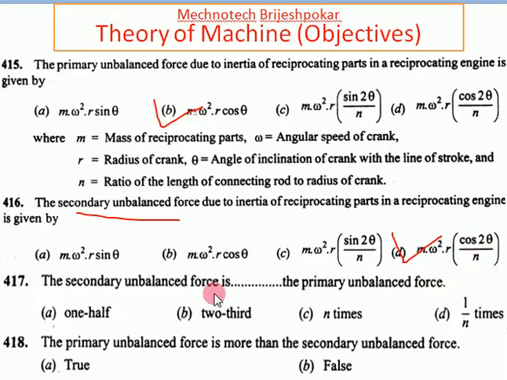Now 417, the secondary unbalanced force is 1 upon n times the primary unbalanced force. It means the primary unbalanced force is more than the secondary unbalanced force. So here 418 answer is true. As per this sentence we can say this answer is also true. So 418 is A and 417 is D.